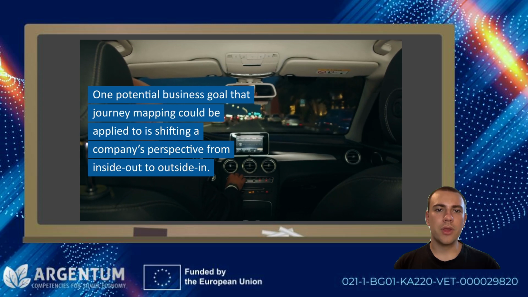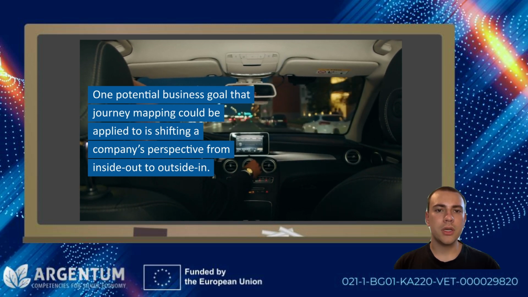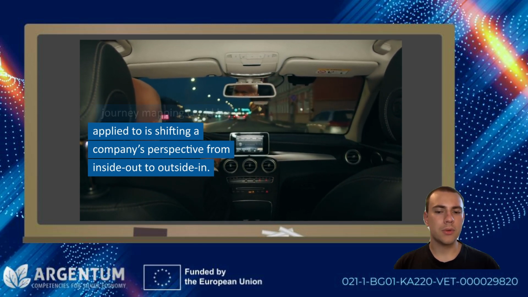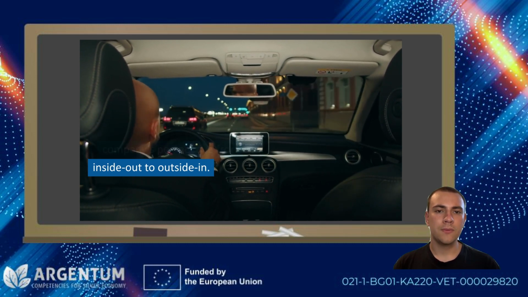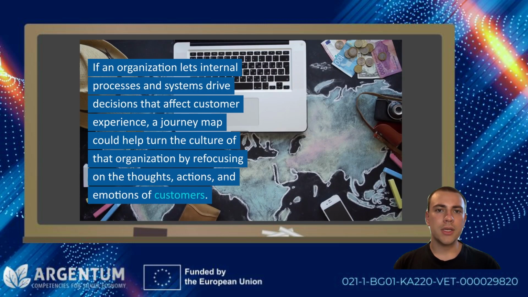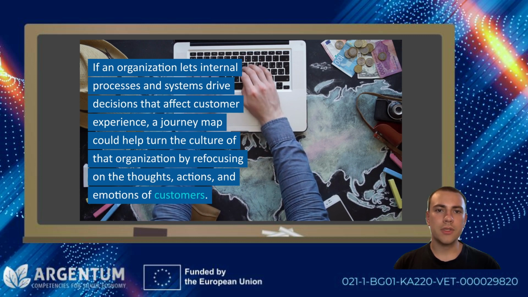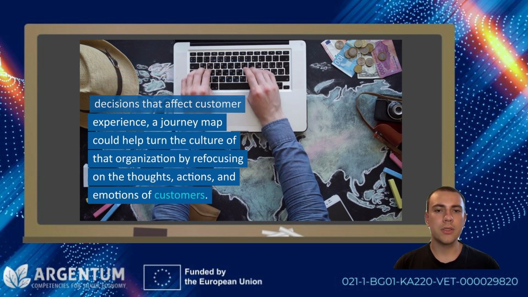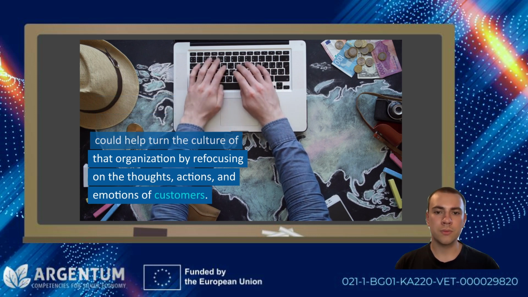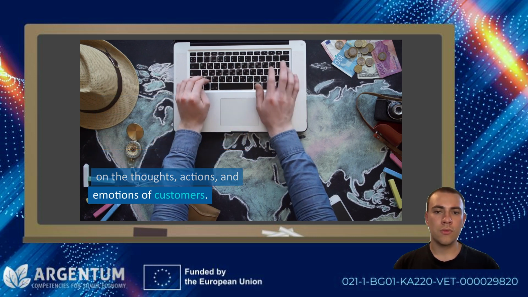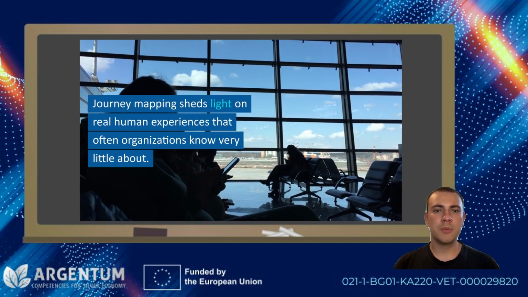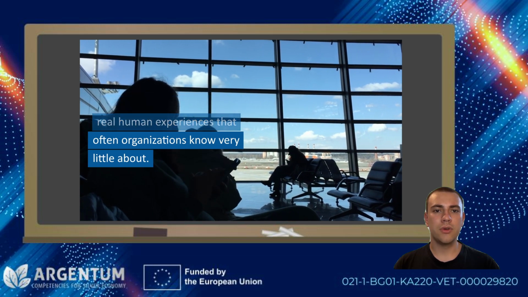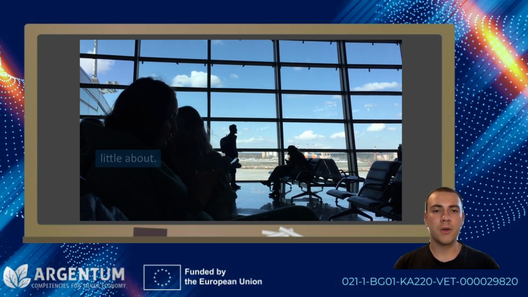One potential business goal that the journey mapping could be applied to is shifting a company's perspective from inside out to outside in. If an organization lets internal processes and systems drive decisions that affect customer experience, a journey map could help turn the culture of that organization by refocusing on the thoughts, actions, and emotions of customers. Journey mapping sheds light on real human experiences that often organizations know very little about.